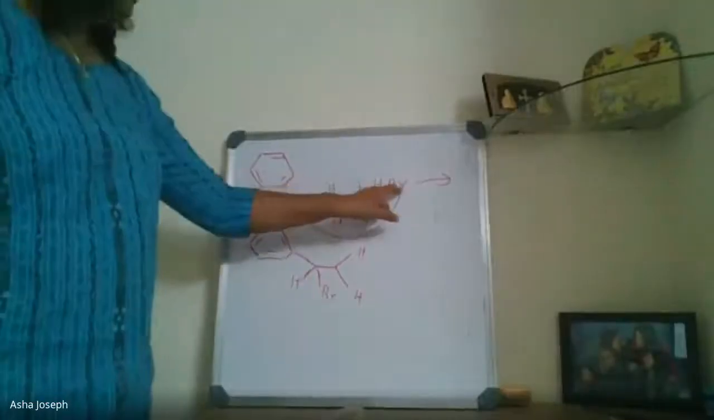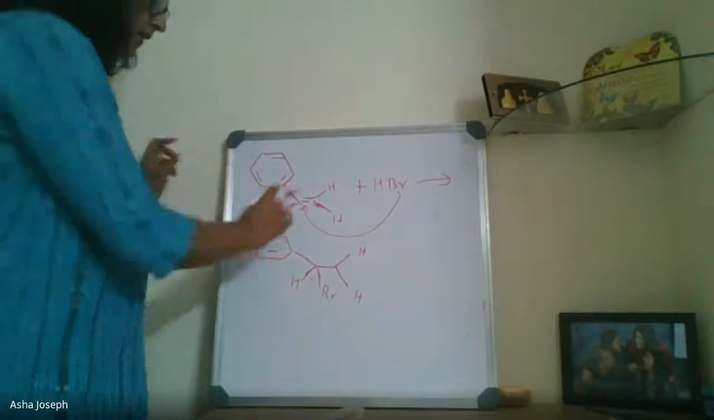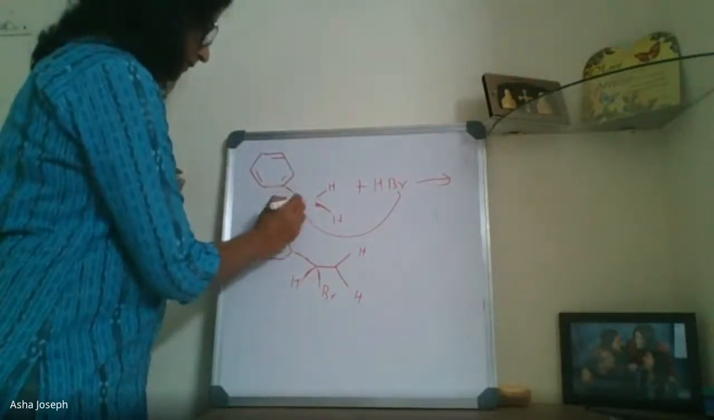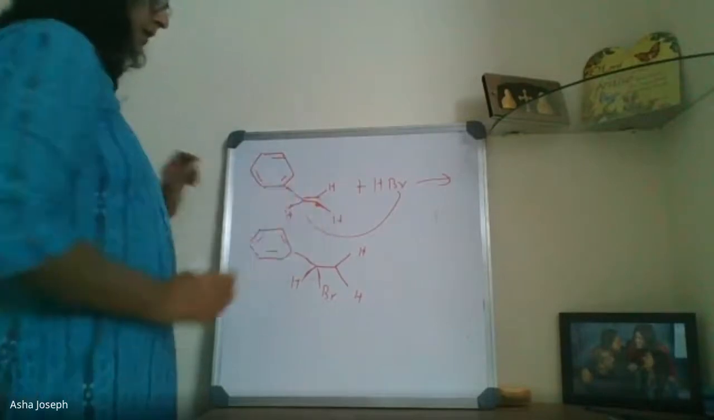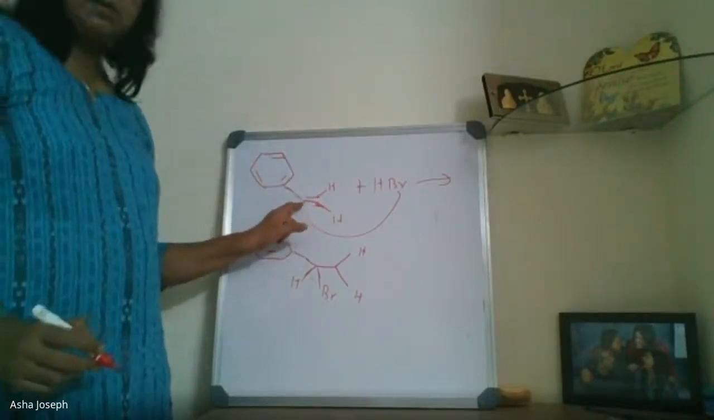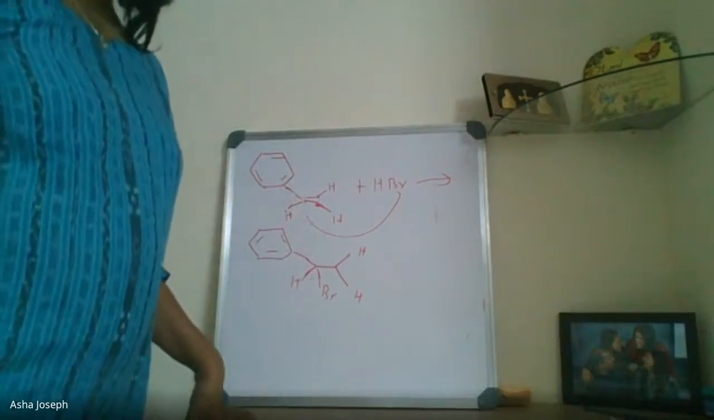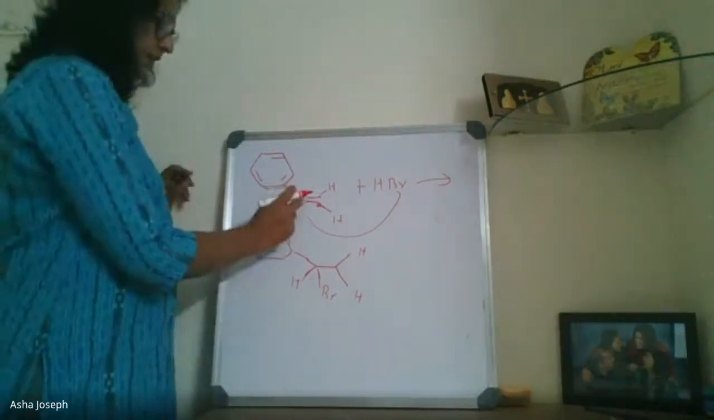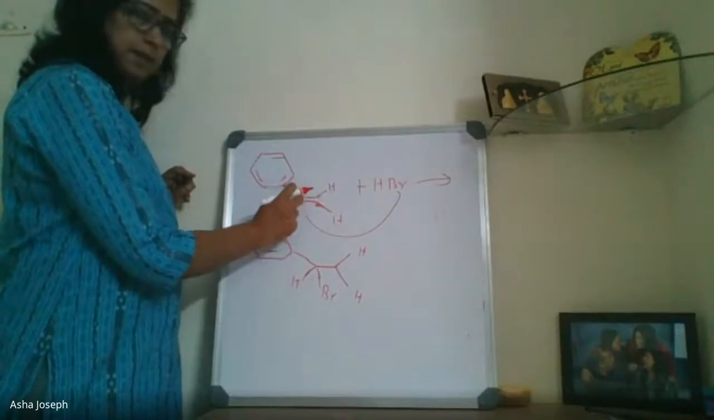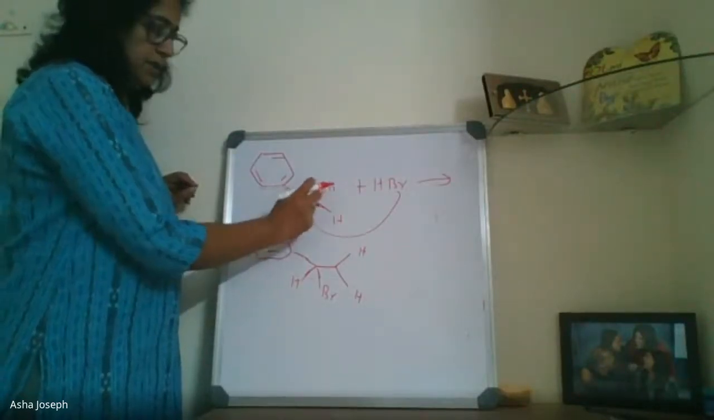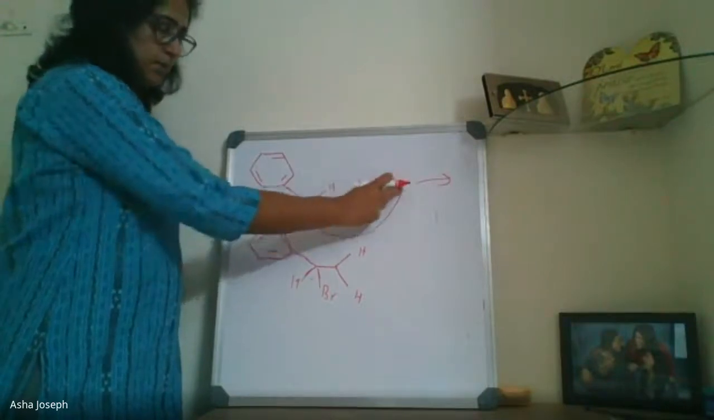This is addition of HBr, and addition will take place across the double bond. Here only, between these two carbons, addition will take place. You have to count the number of hydrogen atoms on each carbon. In this case, this carbon has only one hydrogen, and in this case there are two hydrogens. So Br will come here.